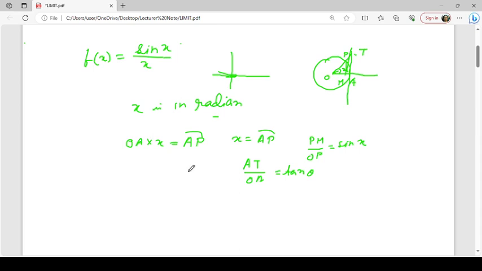So what we have, AT is equal to tan theta, and the angle is x, not theta. So AT is equal to tan x, PM is equal to sin x, and from the diagram we see PM is less than arc AP is less than AT. So sin x is less than x, arc AP is x, and it is less than tan x.